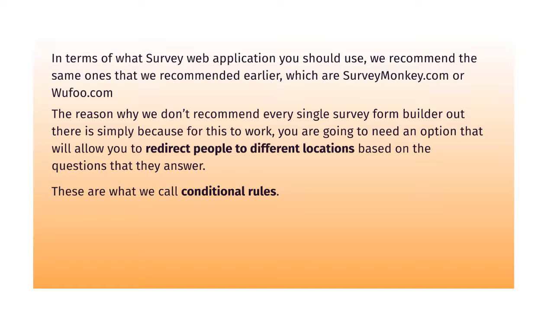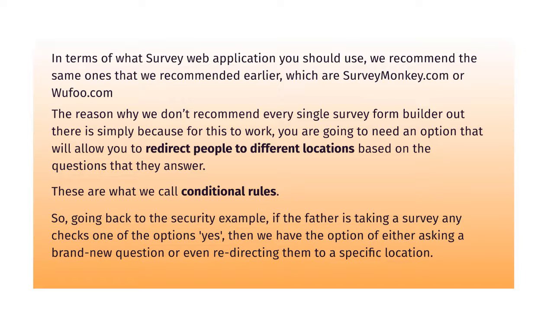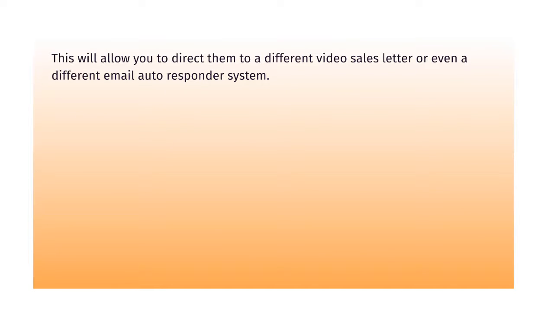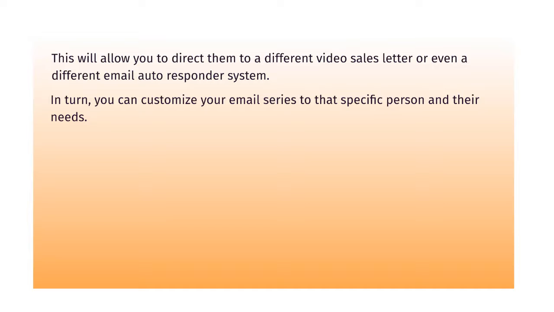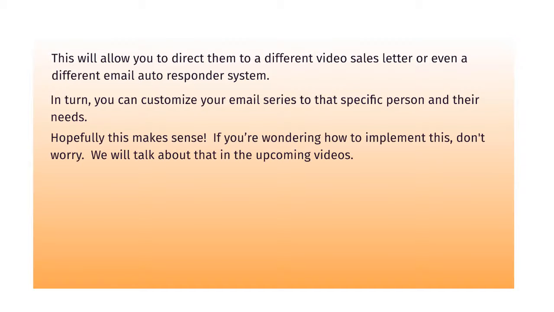Now, what these are called are conditional rules. If a person says, yes, I'm an elderly couple, then send them here. If they say that they are a father of a family, send them here. If, then. So you need the conditional rules, and the form builder needs to be complex enough to offer those as options. Going back to the security example, if the father is taking the survey and checks that, yes, we want to redirect them to a specific location, this will allow you to direct them to a different video sales letter or even a different email autoresponder system. In turn, you can customize the experience they have, your email series, to that specific person and their needs. So hopefully this makes sense.